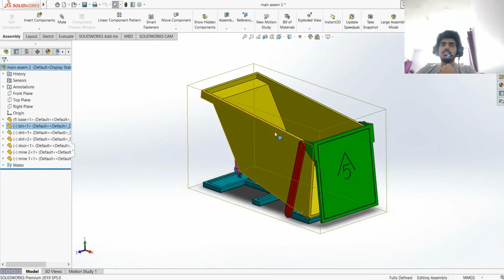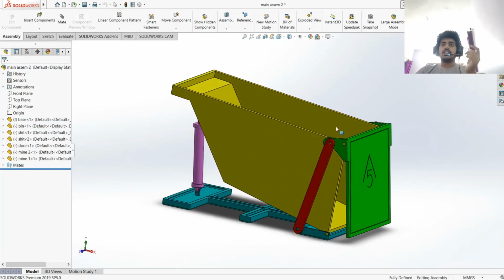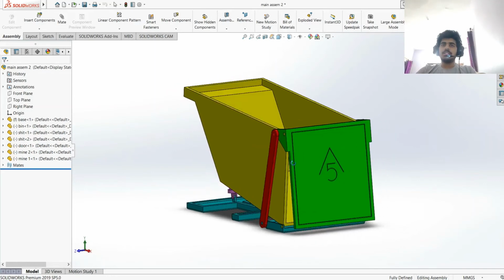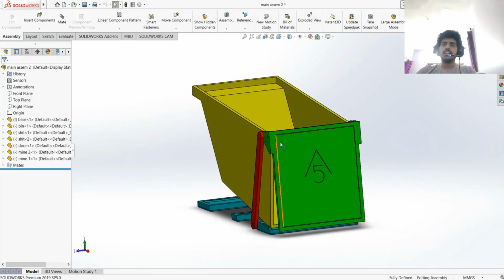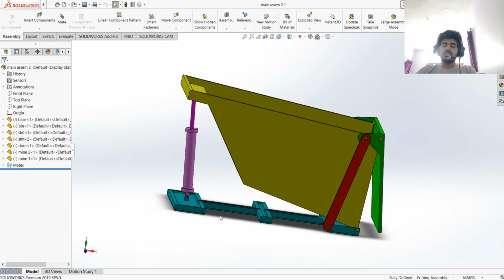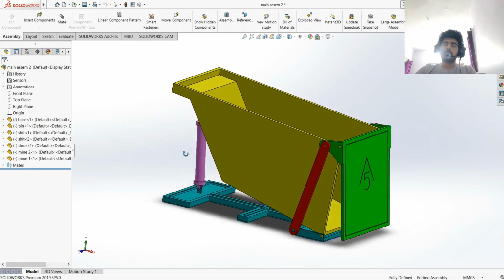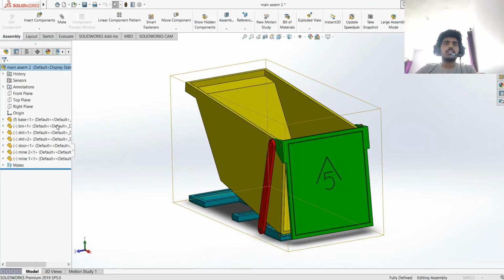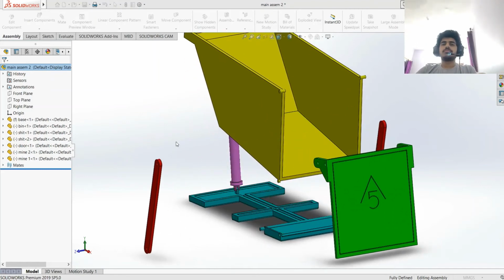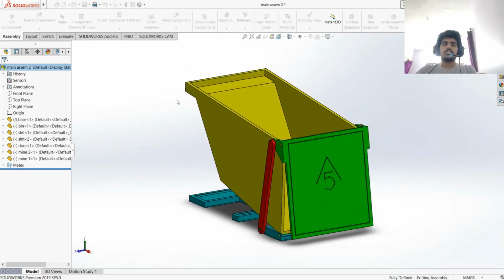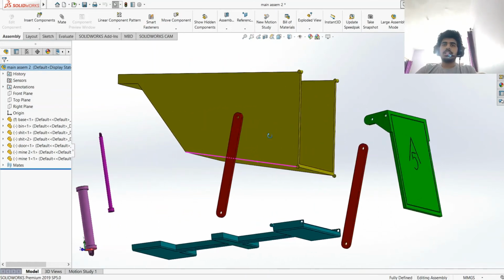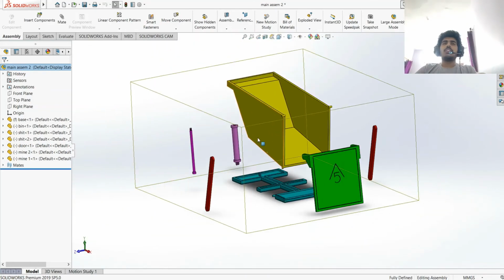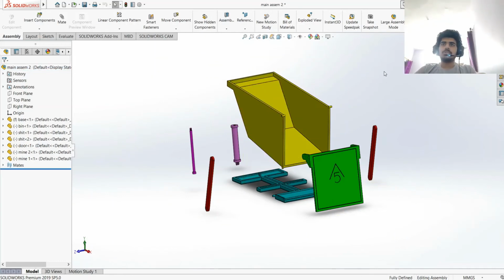Now, as you can see, this is the CAD model we prepared, and this is the door bin, this is the normal link, and this is the base which is attached to the chassis. This is the piston actuator which we use to tilt the bin. Let us see an exploded view to get a clear view of each component. So now, as you can see, these are all the individual components. We did a motion study on this assembly to see how it works. So let us proceed to that.